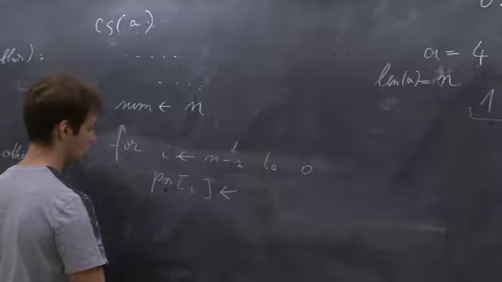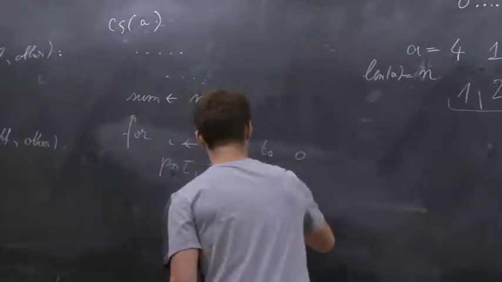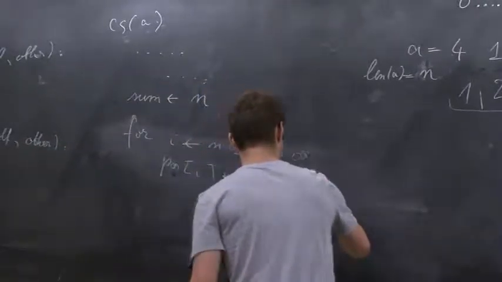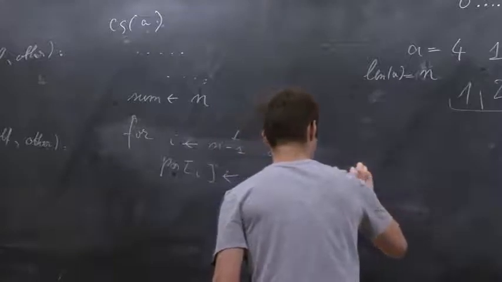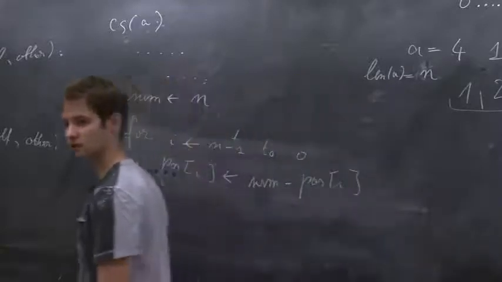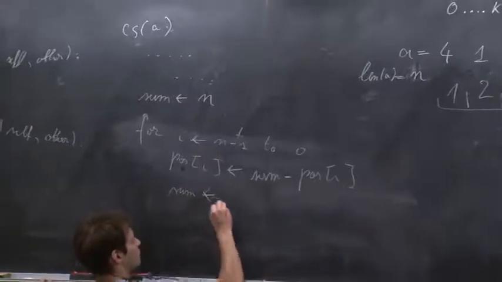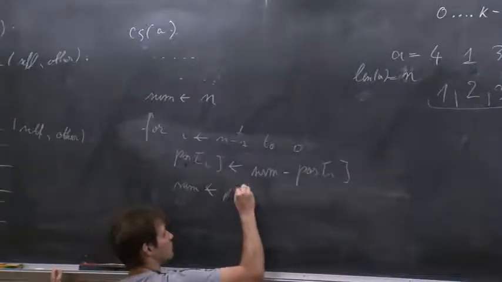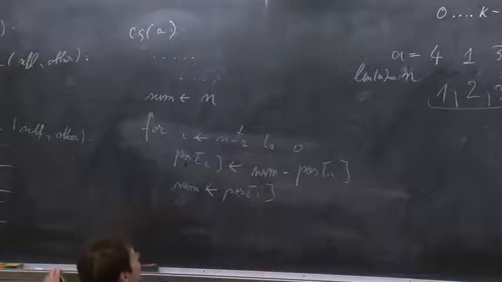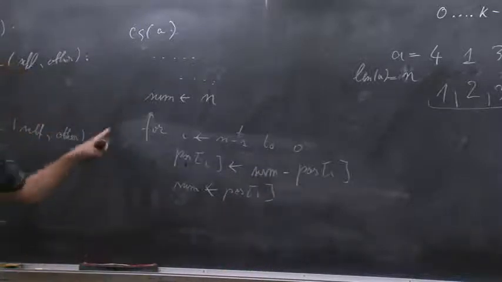Well, it's length of A, equals it, right? Sum minus pos of A, okay, very good. And then update sum. Sum equals pos of I. Sweet. No temp variables aside from this, I guess. How does this look?